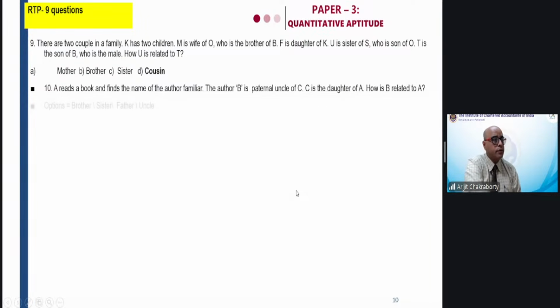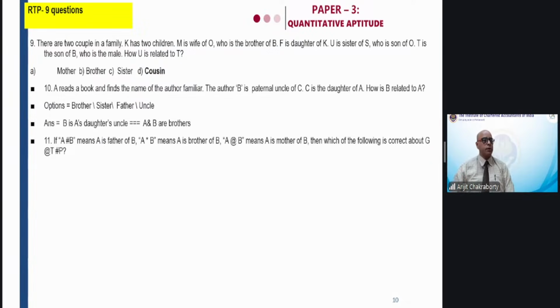We see the 10th question here. A reads the book and finds the name of the author familiar. This is also quite similar to what we have done. The author B is the paternal uncle of C and C is the daughter of A. So here we see A is reading a book and the name of the author is familiar. B is the paternal uncle of C. So C is paternal uncle. That means C's father's brother.